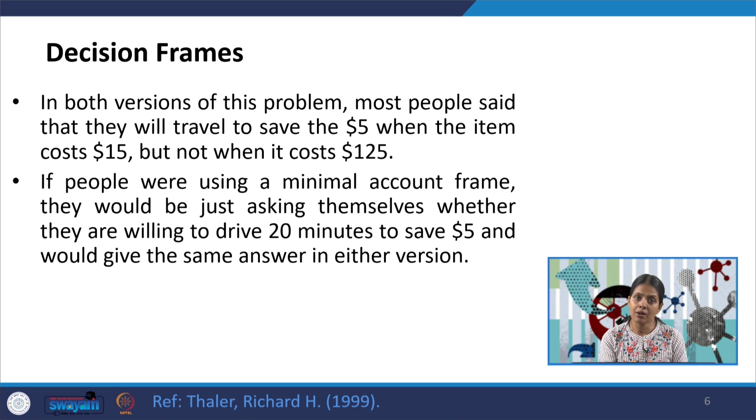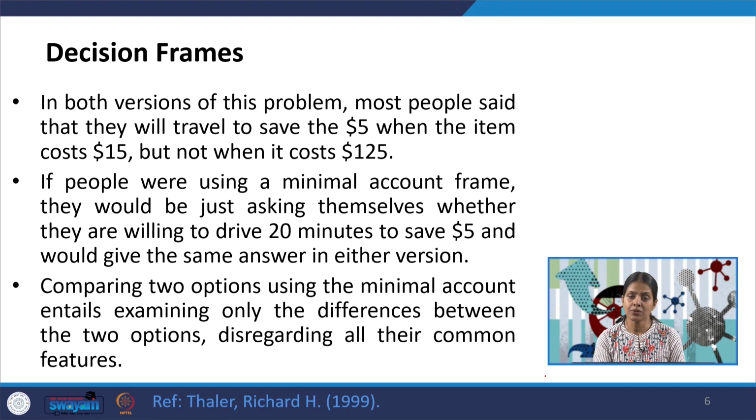Now, if people were using a minimal account frame, they would just be asking themselves whether they are willing to drive 20 minutes to save $5 and would give the same answer in either version. So, in a minimal account frame, the focus remains on the necessary concepts. Here the necessary concepts are how much I am saving, $5, and how much I have to drive, 20 minutes. If I compare, both situations are the same and I should be willing to drive 20 minutes to save $5 in both situations, which is essentially the prescription of the neoclassicals.